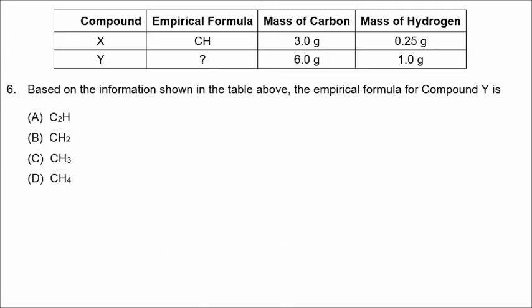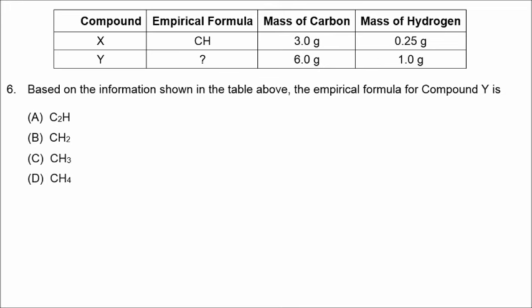In question number 6, we are given the empirical formula of compound X, and we have to determine the empirical formula of compound Y. Now, since each of these compounds has a different mass of carbon and hydrogen, the best way to solve this problem is to get the ratios to match, either having the same amount of carbon or the same amount of hydrogen. Then we can make an easier comparison.